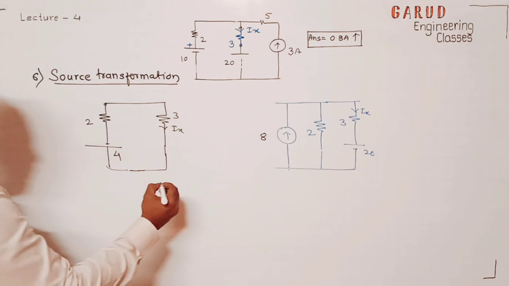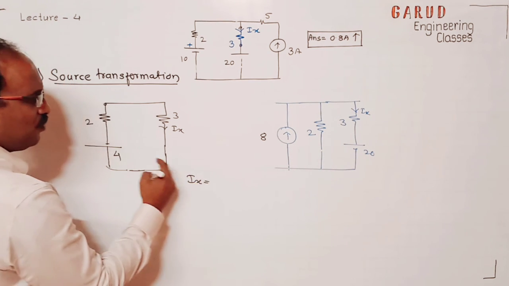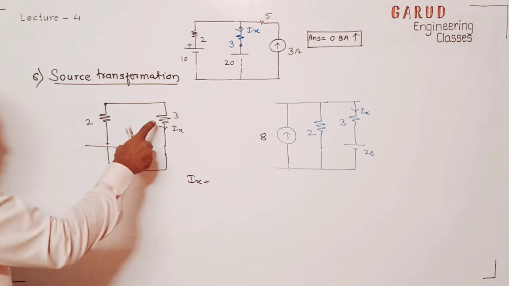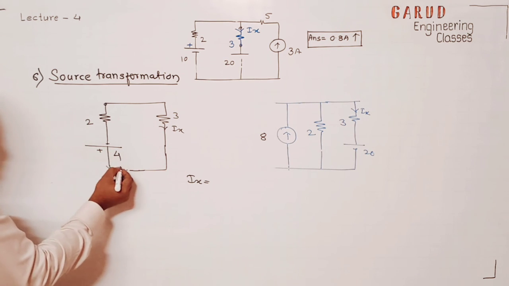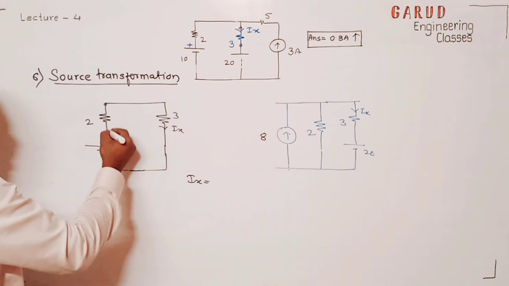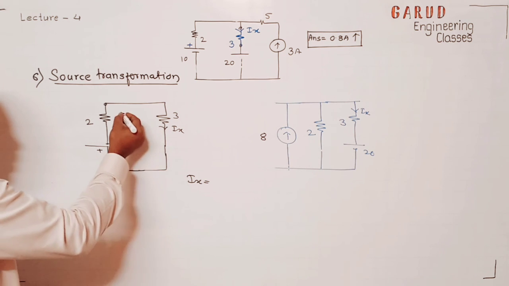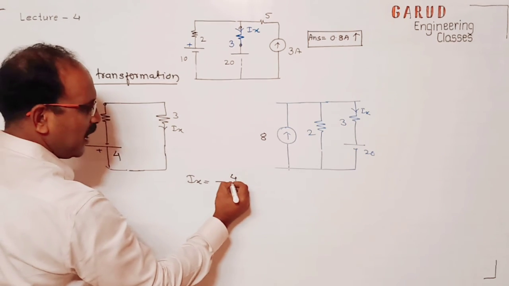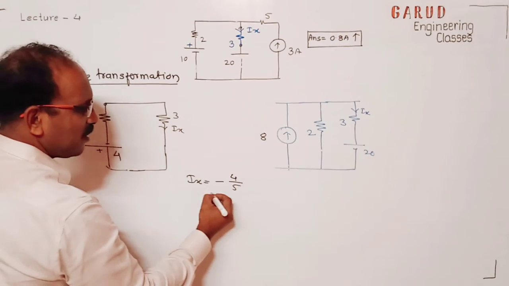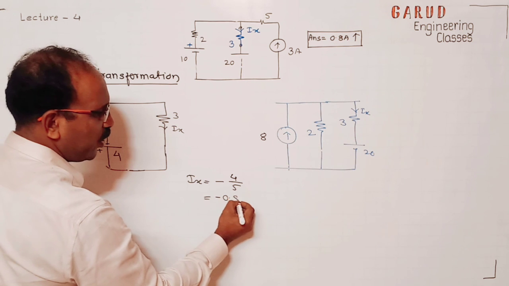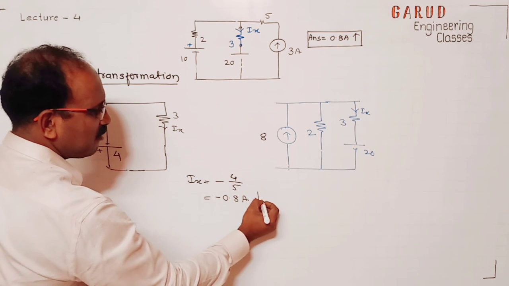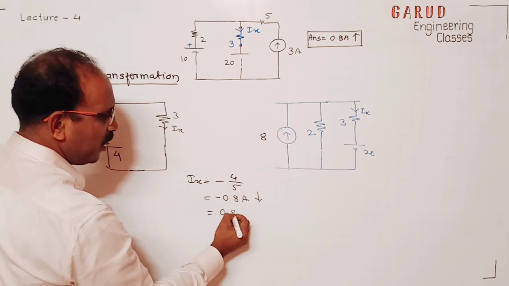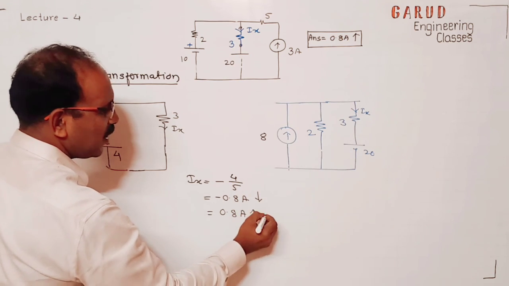Now what is Ix? Ix equals total voltage divided by resistance. But see, you know how this current is flowing: the current is flowing anti-clockwise. So it will be minus 4 by resistance 5, that is minus 0.8 amperes. In this way, that is 0.8 amperes this way.